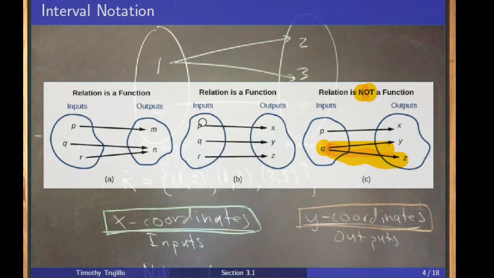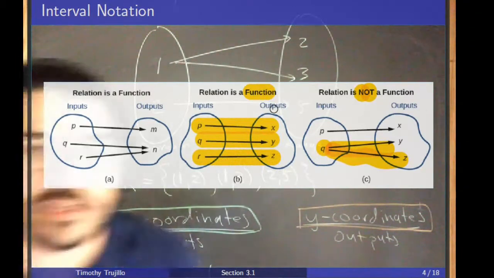If everything gets matched up in a really nice way, in a one-to-one way, right? So P gets matched up with X, Q gets matched up to Y, R gets matched up to Z, well then clearly it has to be a function, right? So every input's getting mapped to one thing. But you have to be careful. Okay, so again, this is a function.